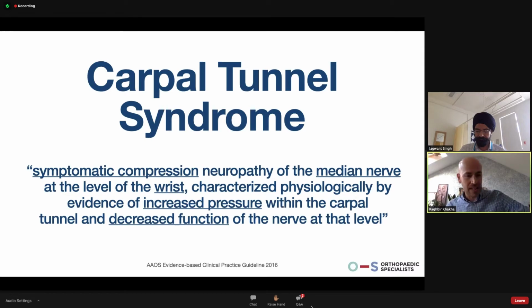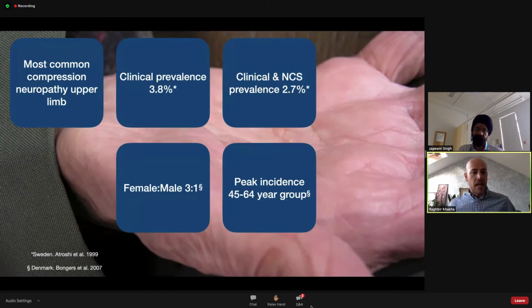So there's quite a lengthy classification of carpal tunnel syndrome, but more simply put, it's a symptomatic compression of the median nerve at the level of the wrist, which is characterized physiologically by evidence of increased pressure, which attests to some of its underlying cause. And this leads to decreased function of the nerve at that level. It's the most common compression neuropathy of the upper limb.